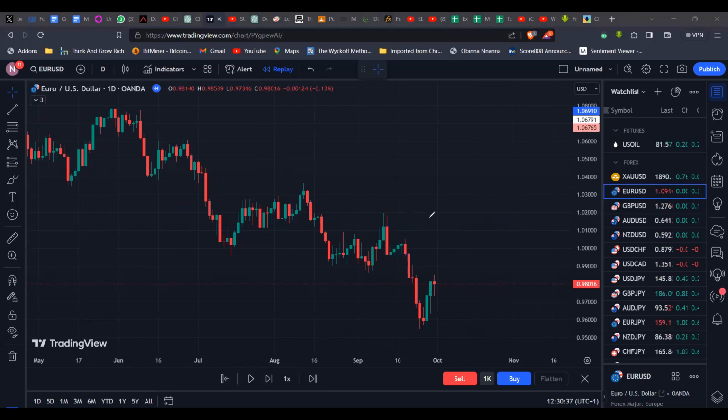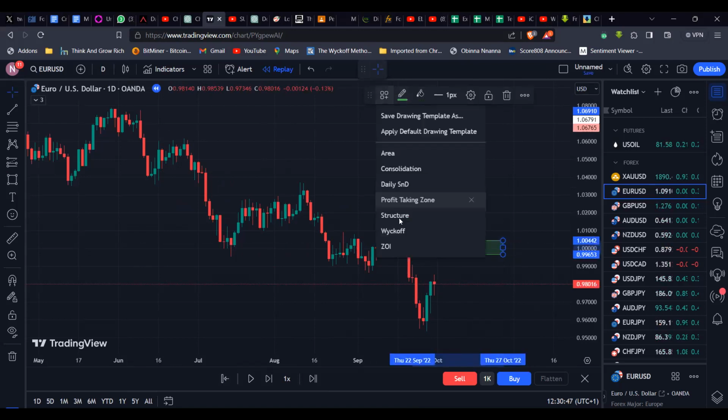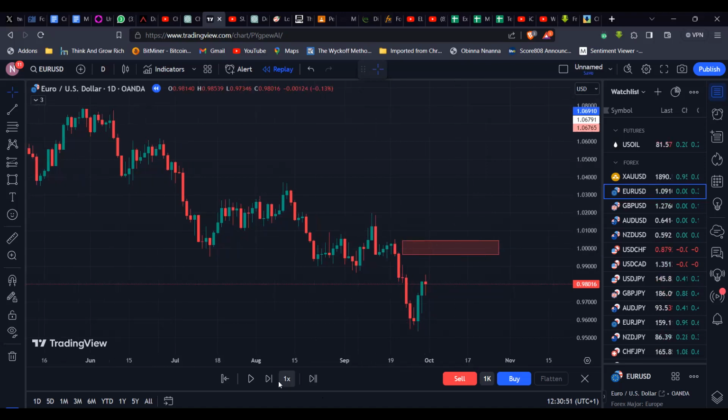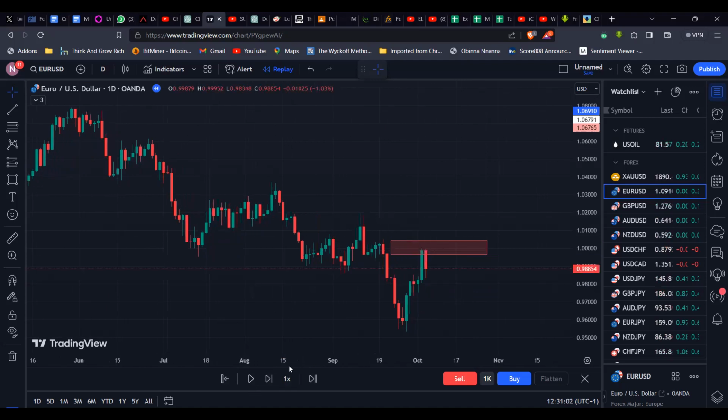So let me draw this instead. So you'll have identified looking for sales from here, and then price makes its move, taps into that zone, right? So price gets here, taps into the zone. Now this is a daily chart.